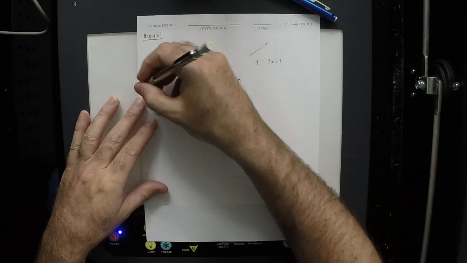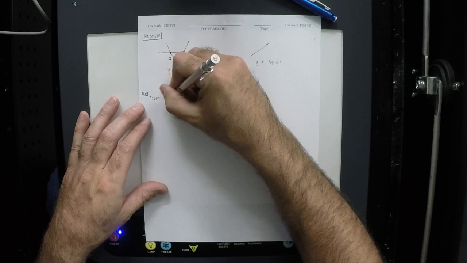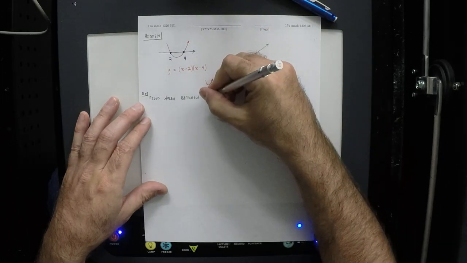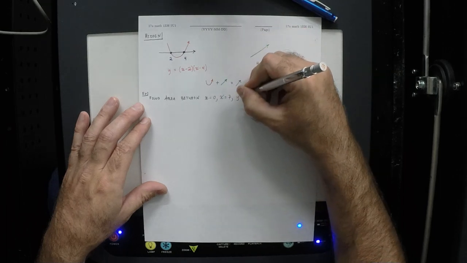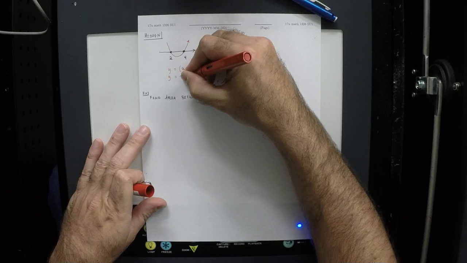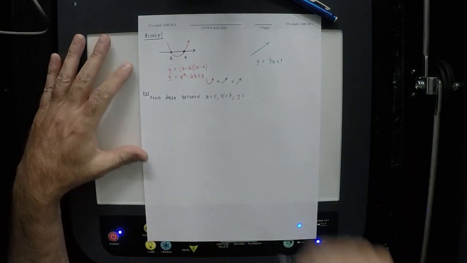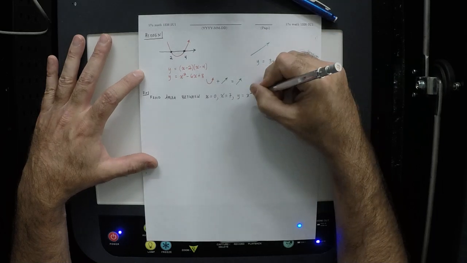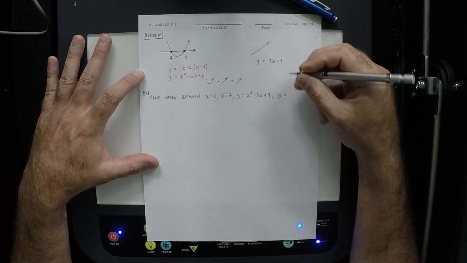Okay, well, let's see how this goes. Here's the question. Find the area between x is 0, x is 7. Oh, I need to multiply that out. So I'll go ahead and multiply this out. x squared minus 6x plus 8. Okay, so x is 0, x is 7. y is x squared minus 3x plus 9. And y is 3x plus 1.